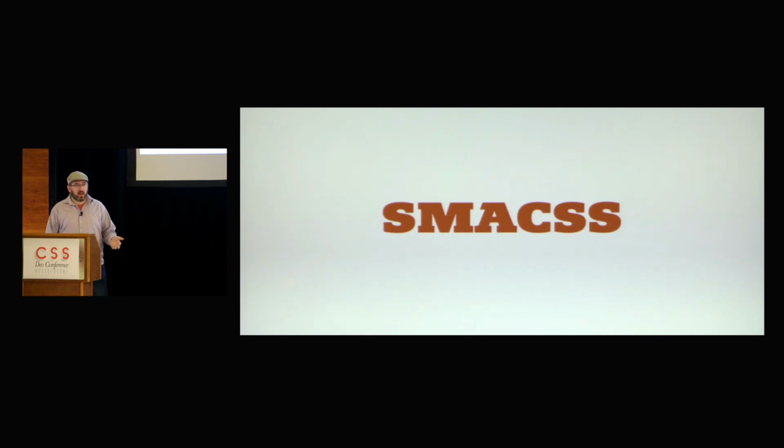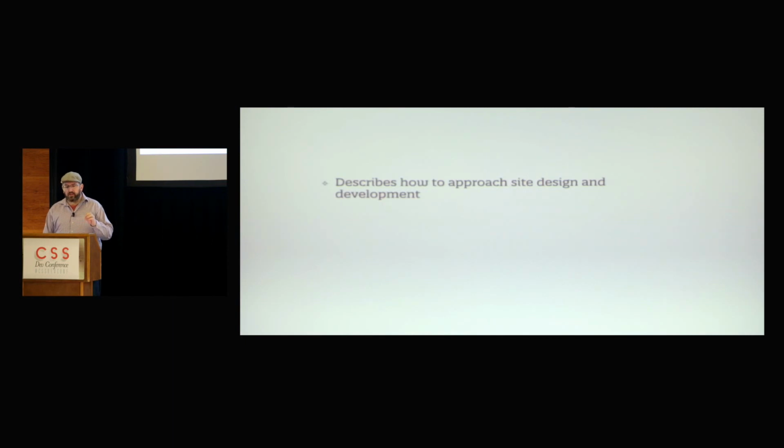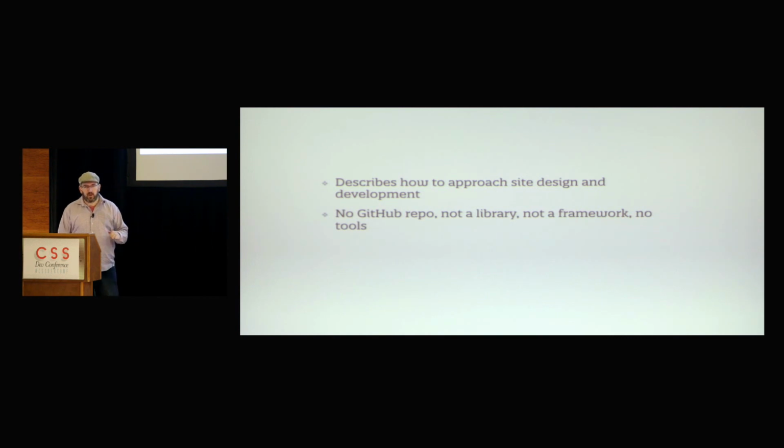What is SMACSS? SMACSS is a scalable and modular architecture for CSS. The point about this is that it describes how to approach site design and development. So there's no GitHub repo, there's no library, there's no framework, there's no tooling. It is strictly my opinion for about 100 pages. So if you like to hear me talk, maybe you'd like to read the book.